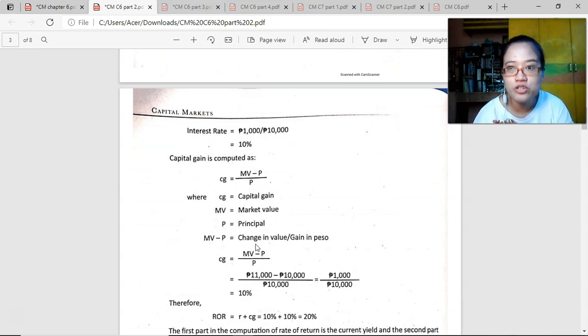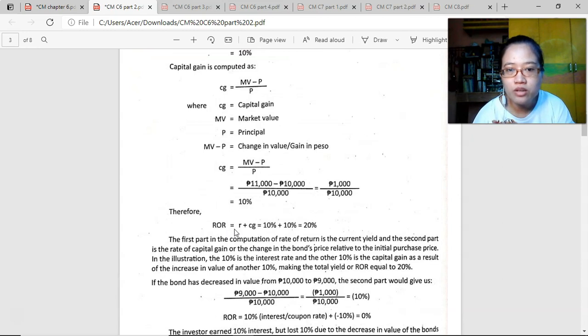Nagkataon lang na parehong 10% ito, pero normally they're not the same, okay? Nagkataon lang. There's a possibility of that. Alright. Therefore, ROR equals the return plus the capital gain equals 10% plus 10% is 20%. So yung total na ROR, rate of return is 20%. Okay? So yun. Magkasama yung nakuha niya na dividend saka yung increase in the market value of the instrument.